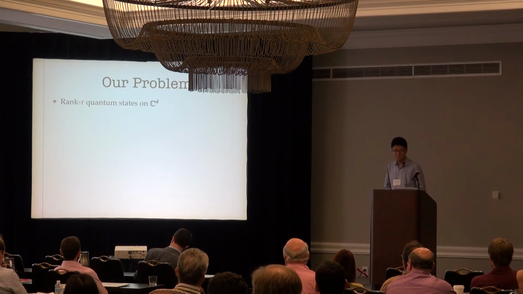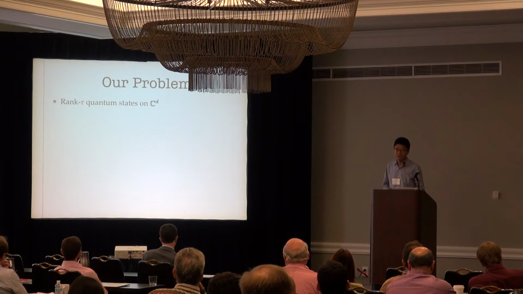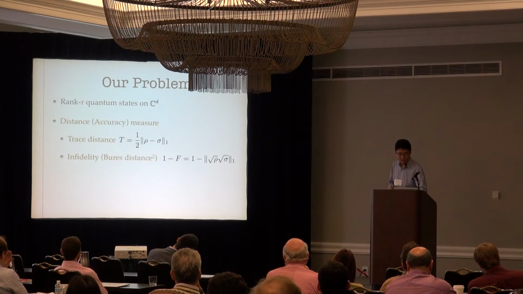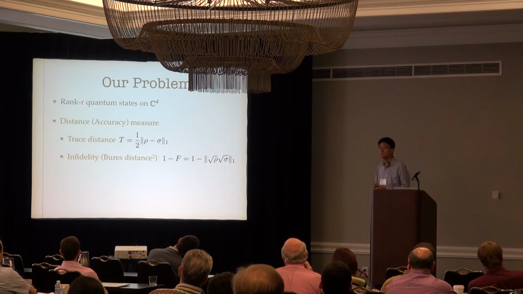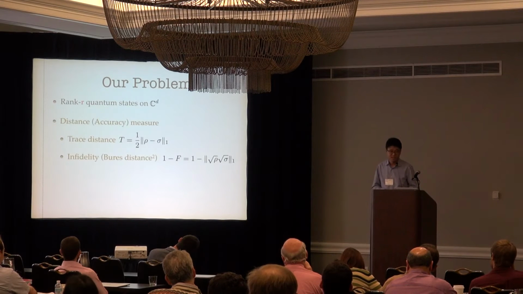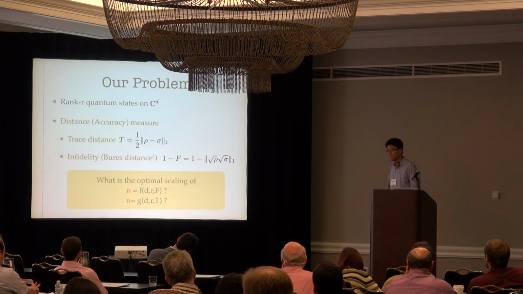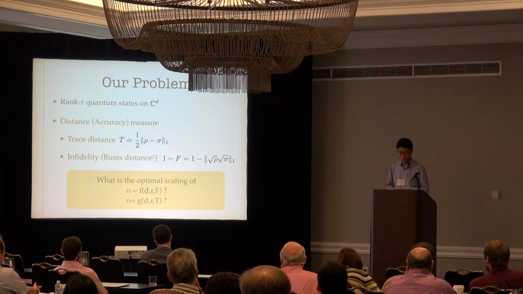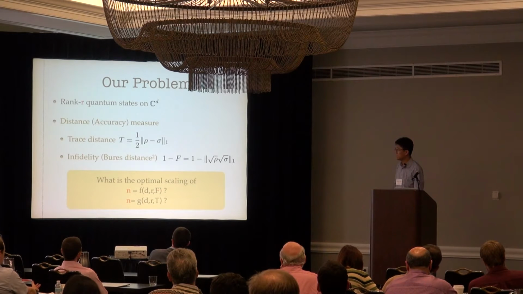So our problem is very simple. Suppose you are given a d-dimensional quantum state, completely arbitrary, except that it has some rank R. It can be a pure state when R is 1, or it can be completely mixed when R equals D. And we demand some accuracy goal that can be measured in various ways, but here we address two types of distance measures. One is the trace distance, and the other is infidelity. This is just 1 minus fidelity, or if you're familiar with the Bures distance, this is the square of that. So the question is then, how many samples do you have to prepare in order to do tomography to accuracy goal epsilon? We ask, what's the scaling of that number of copies as a function of dimension, the promised rank, and the accuracy goal?